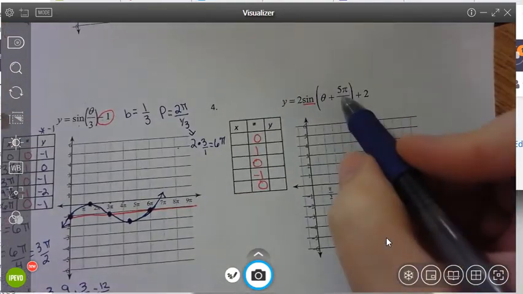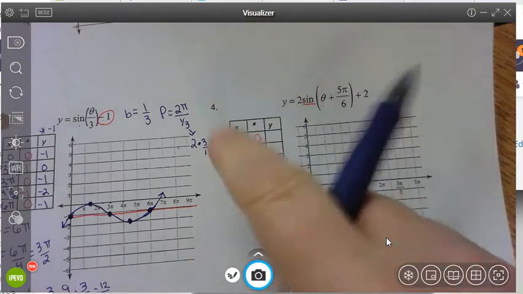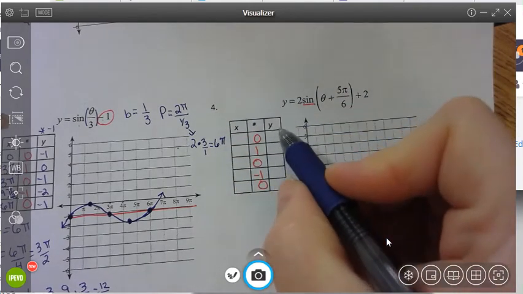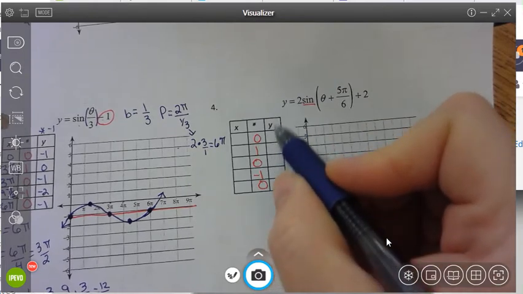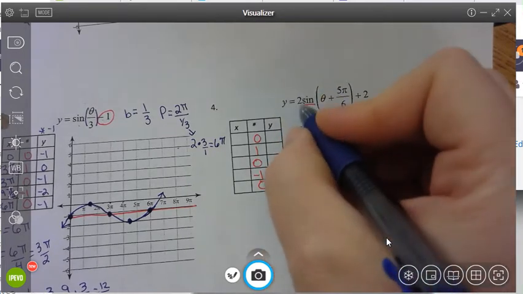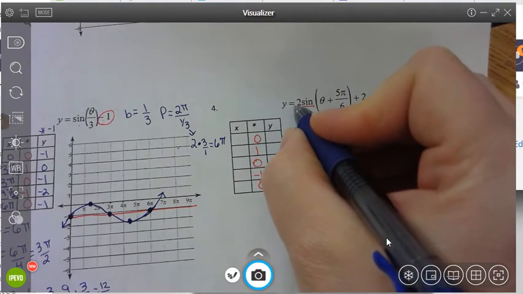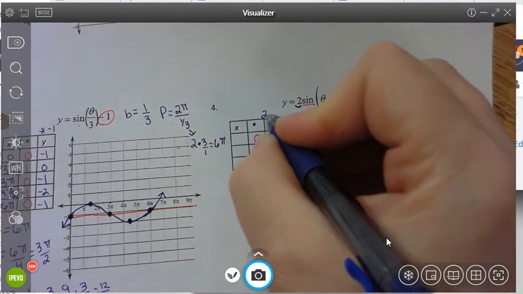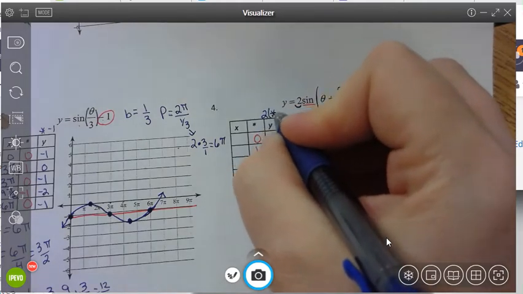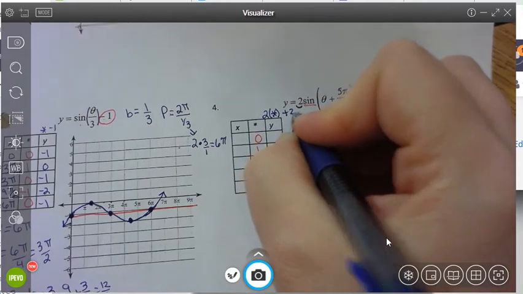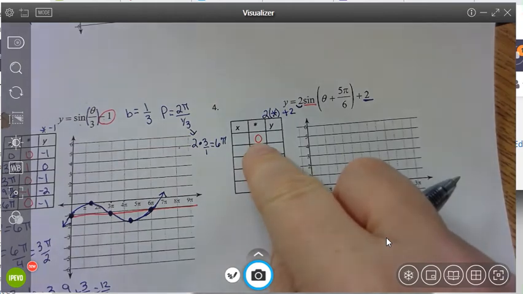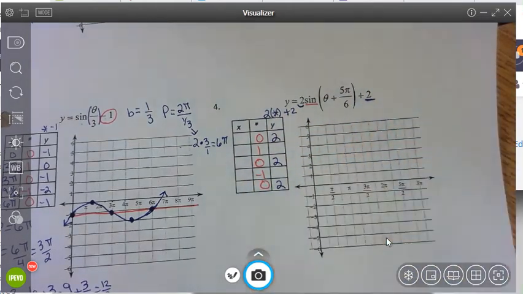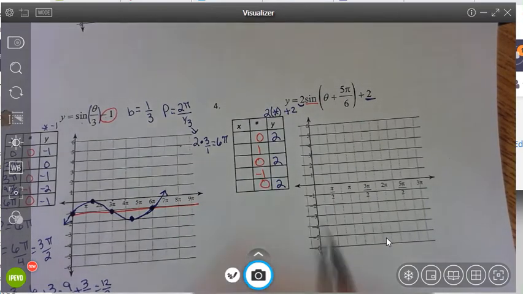Now, this one's a little strange because it has a 5 pi over 6, which means we're going to start in some weird areas right here. So I'm going to go ahead and figure out this piece. This piece isn't bad. Look what's being added onto this. This is being multiplied by 2 and add 2. So I have 2 times the magic number plus 2. Well, 2 times 0 is 0, plus 2 is 2. So I've just filled out all of my zeros. Look how easy that was.